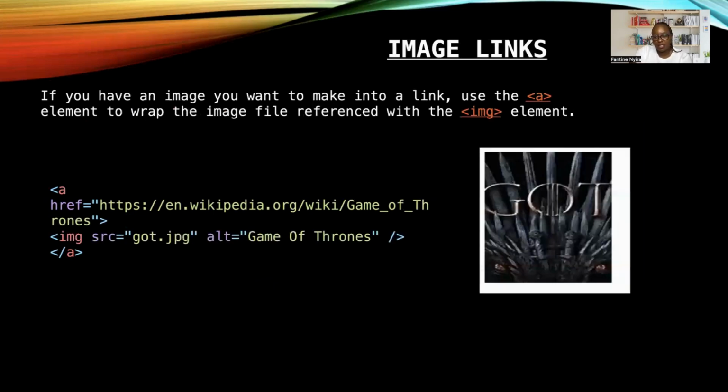It can also be an image link. You can surround an image with the anchor tag. In an example here, we have put an image inside the anchor tag. Whenever you click on that image, it will take you to the href. The href, as we say, is the location where the link you want to go to is located.